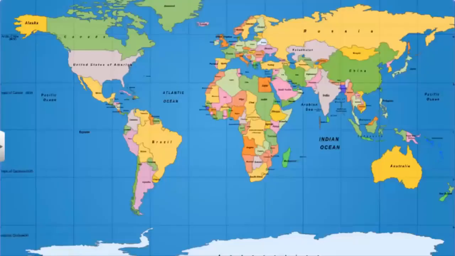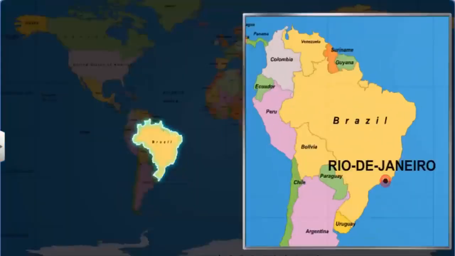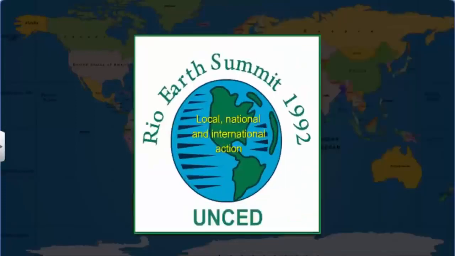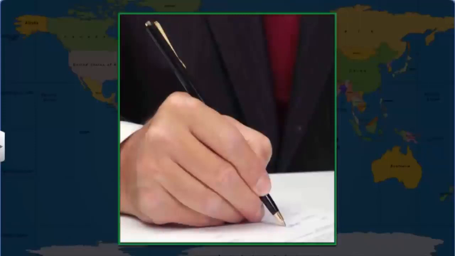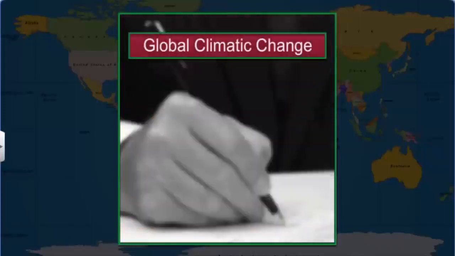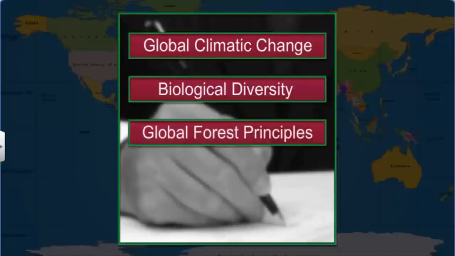The growing worldwide concern for sustainable development resulted in the first Earth Summit in Rio de Janeiro in Brazil in June 1992. At Rio de Janeiro, leaders from over 100 countries gathered to address the problems of environmental protection and sustainable socio-economic development. The leaders signed the Declaration on Global Climatic Change and Biological Diversity and approved the Global Forest Principles.